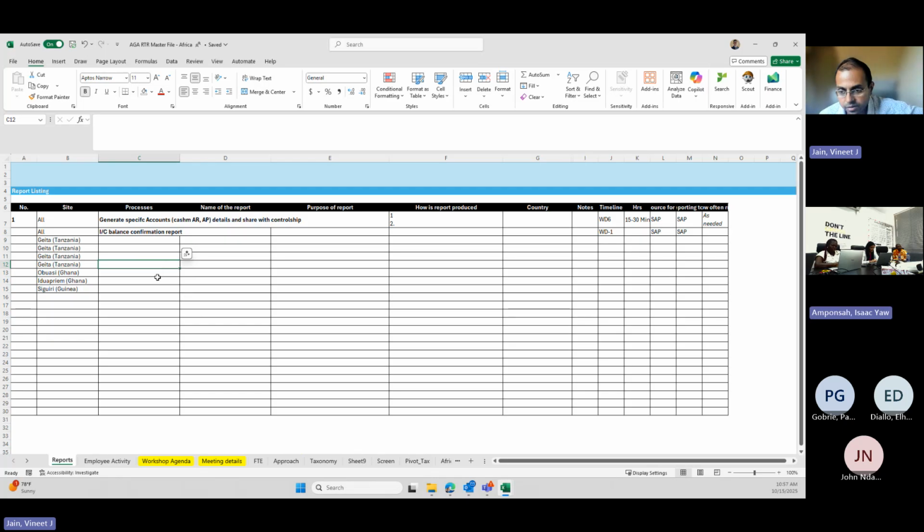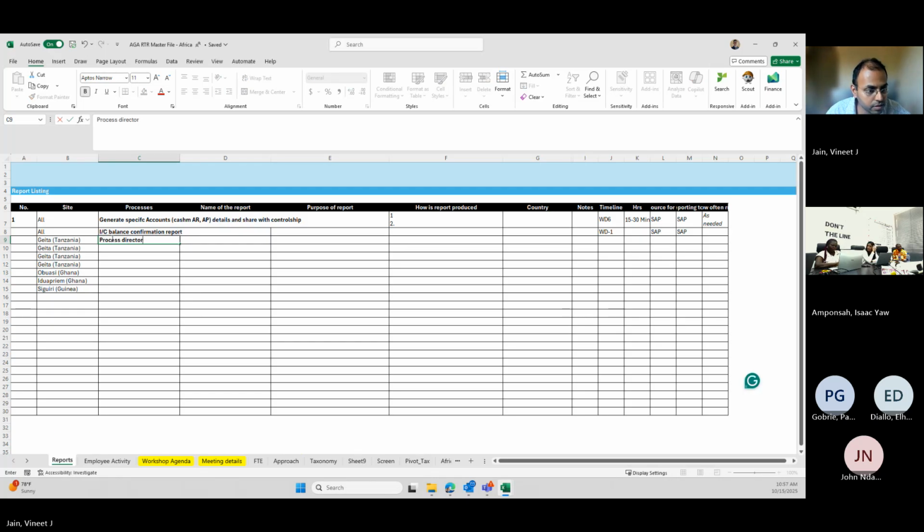But here you can add the PD reports. Process director report. Okay, process director report. And what is this process director used for? Remember that's your AP automation, your invoice.